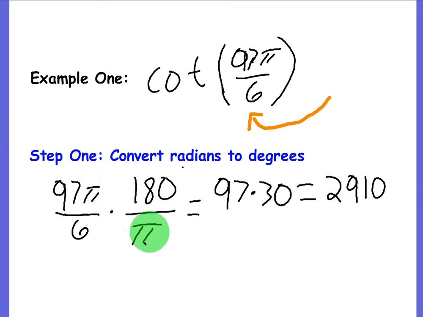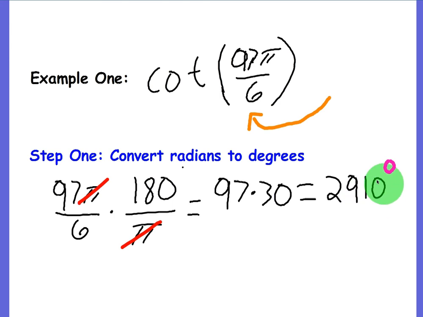The pi's will cancel. Then you'll have 180 over 6, which is 30. Let's go ahead and cancel these pi's out. And then 97 times 30 is 2,910. And that is degrees. Okay. So that's what we have in degrees. Now, that's still not on the unit circle, right? But we've learned how to do that also, okay?